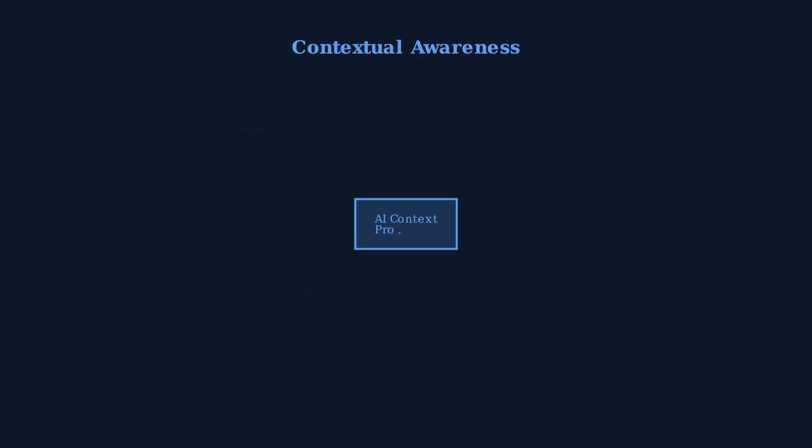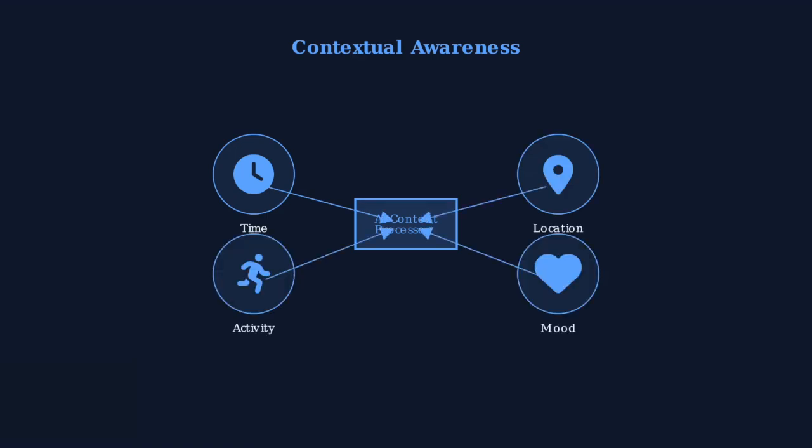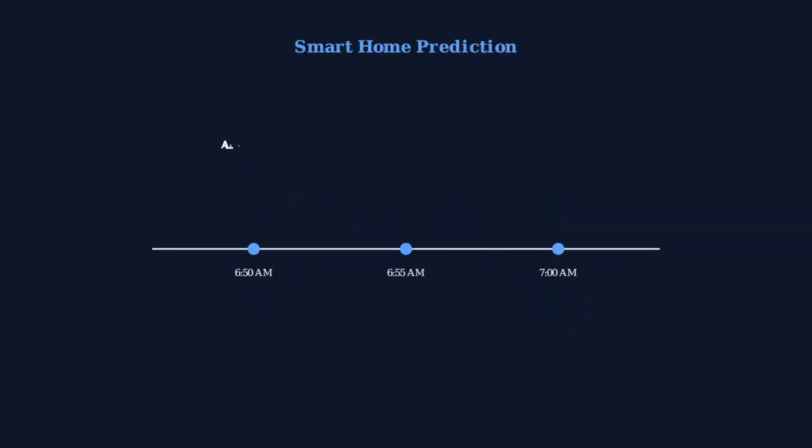Contextual awareness is crucial. These systems don't just know what you usually do, they understand when, where, and why you do it. Time of day, location, current activity, and even your stress levels all influence the predictions. Let me show you some real-world examples.